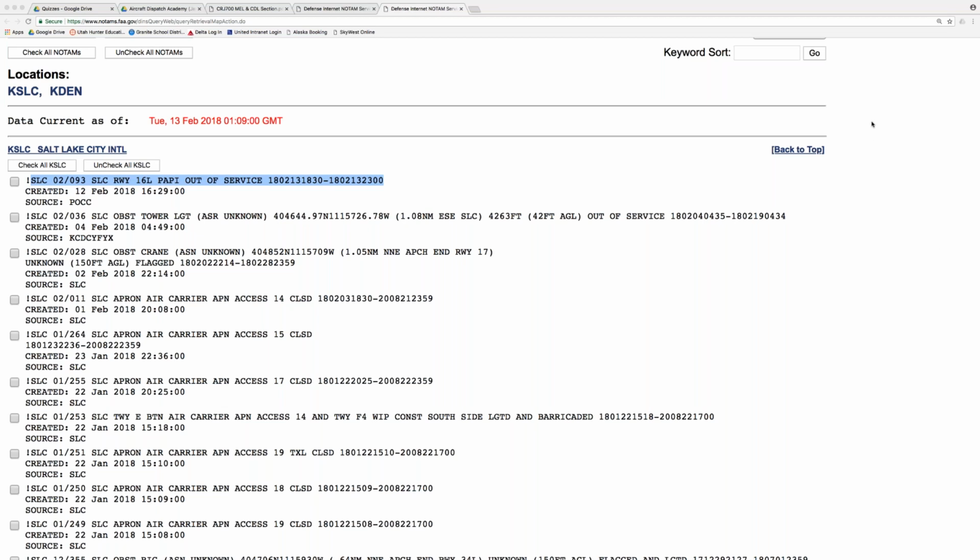If that's out of service, does that just mean you can't use that runway? Can't. It's a visual approach. Can't do it. Oh, okay.